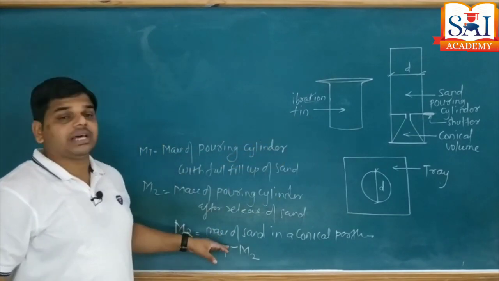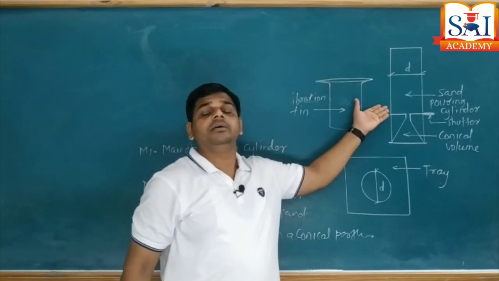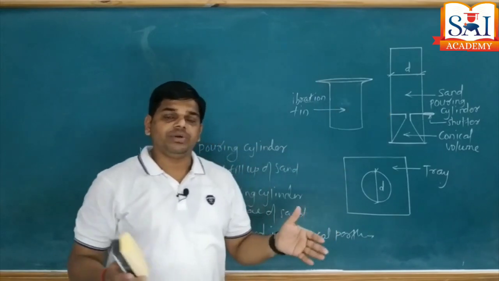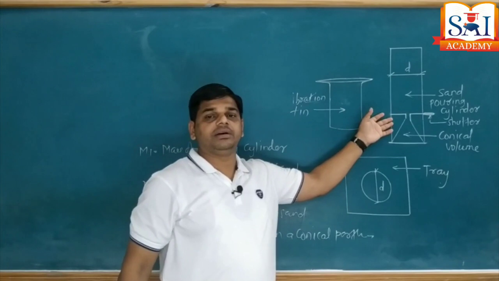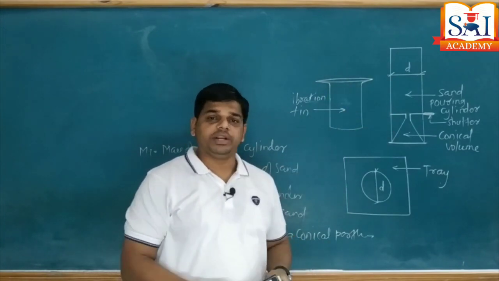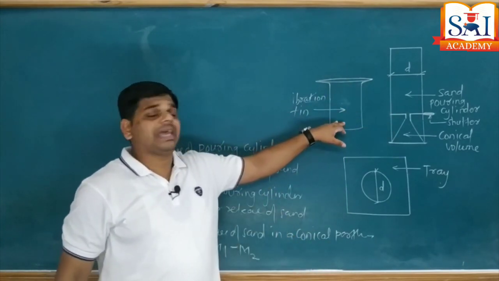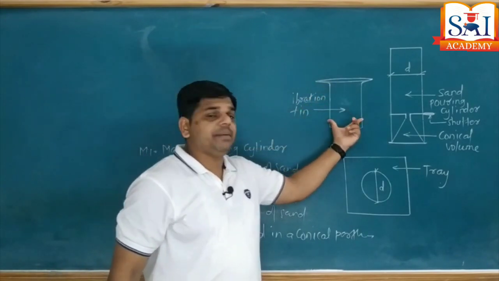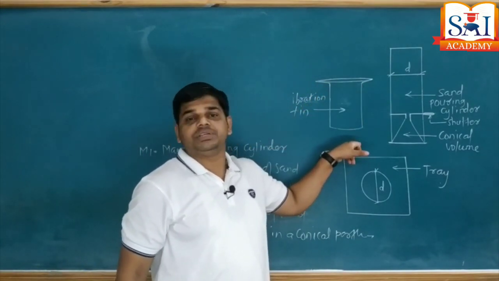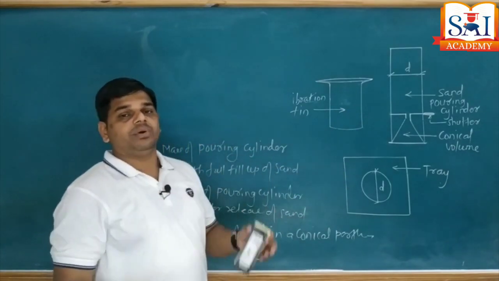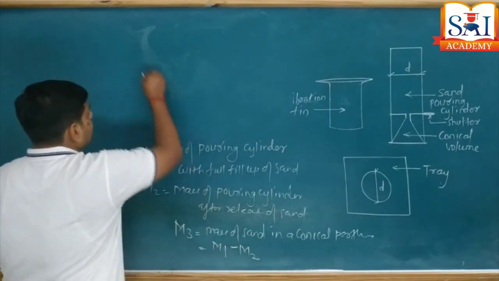Now again, the sand is filled in the pouring cylinder. Whatever sand we collected on that glass surface, the same sand is filled again in the pouring cylinder and its mass is recorded again. Now take this calibration tin. Its internal diameter is measured by using a vernier. Height is measured again by using a vernier or scale. Then calculate the volume of the calibration tin.